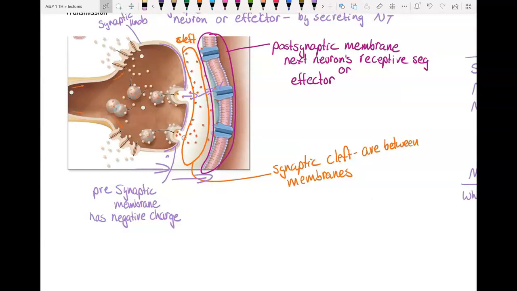The neurotransmitter, notice, is kept in vesicles. So these are vesicles that contain the neurotransmitter. Also remember that the receptive segment has voltage-regulated calcium gates, and that when they open, calcium moves in. These vesicles have a negative charge.